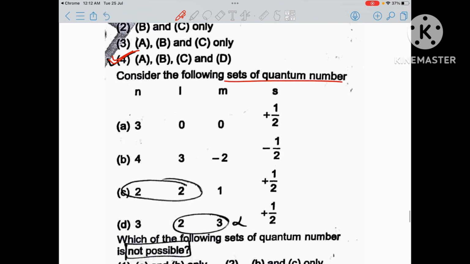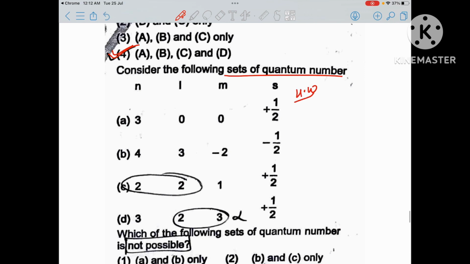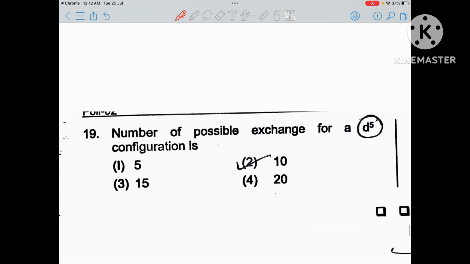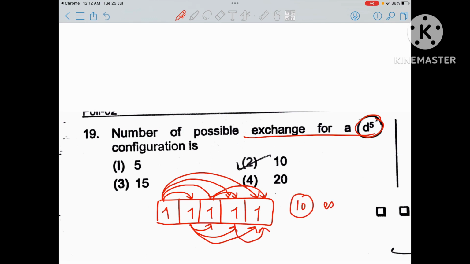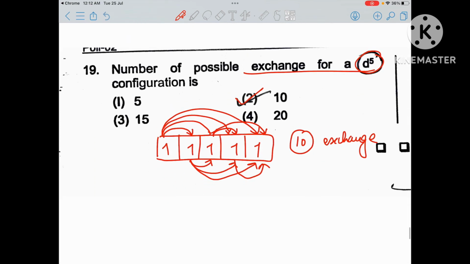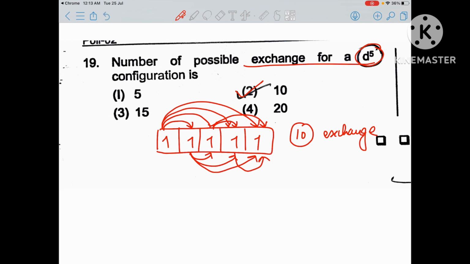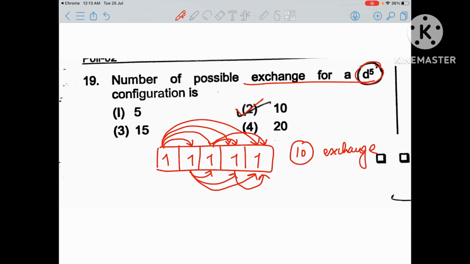Next, consider the set of quantum numbers. Again, very easy homework question. Please do comment the answer below. Right? And yes, the last question is number of possible exchanges for d5. I wanted you guys to understand about this exchange d5 configuration. See, this can be exchanged 1, 2, 3, 4, 5, 6, 7, 8, 9, 10. Total 10 exchanges are possible. This is also given in NCERT. Do check it. I want you guys to just revise the short notes very quickly. Exam where you need retention of quick topics very quickly, right?